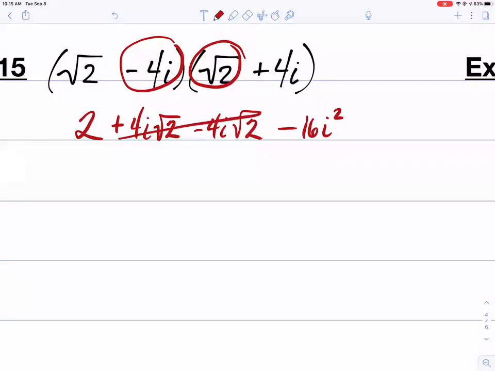Okay, now let's go take care of that i squared because we're not allowed to have that. So what does the whole last term become? Negative 16i squared is going to become a positive 16. Let's combine our real pieces. What do you get? 18. If you want to write plus 0i, be my guest. But you don't have to. Can we have just done the complex conjugate? Yes. Yes, absolutely.